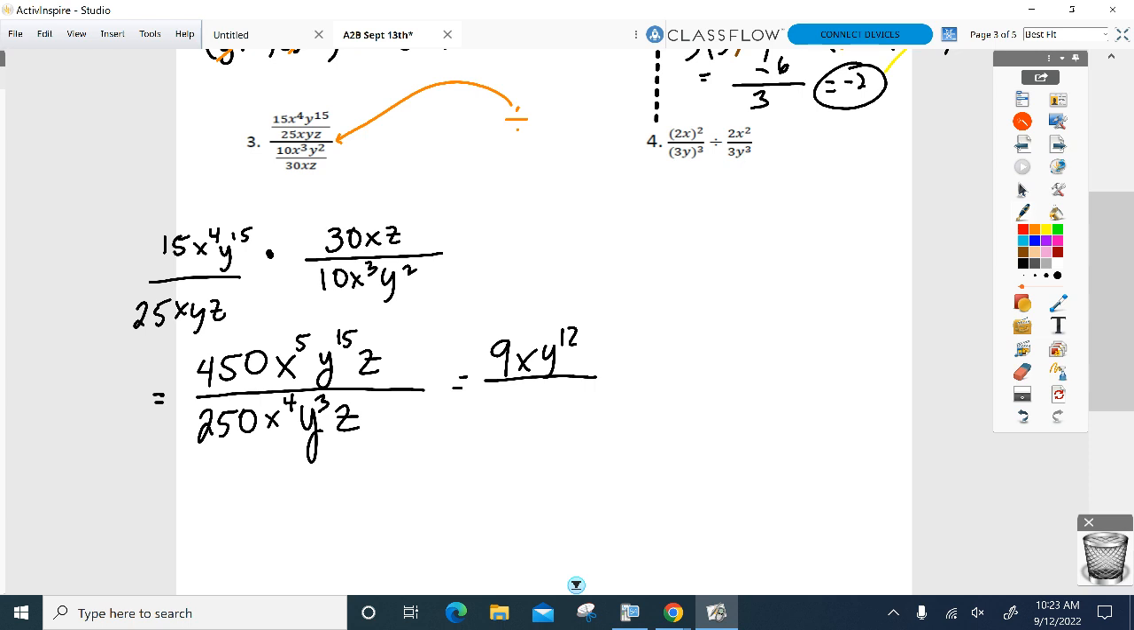How many z's do you have on top? Just one? On the bottom? Oh, I didn't see. Okay, never mind. No z's. Okay. And then the denominator is just 5. Good work.